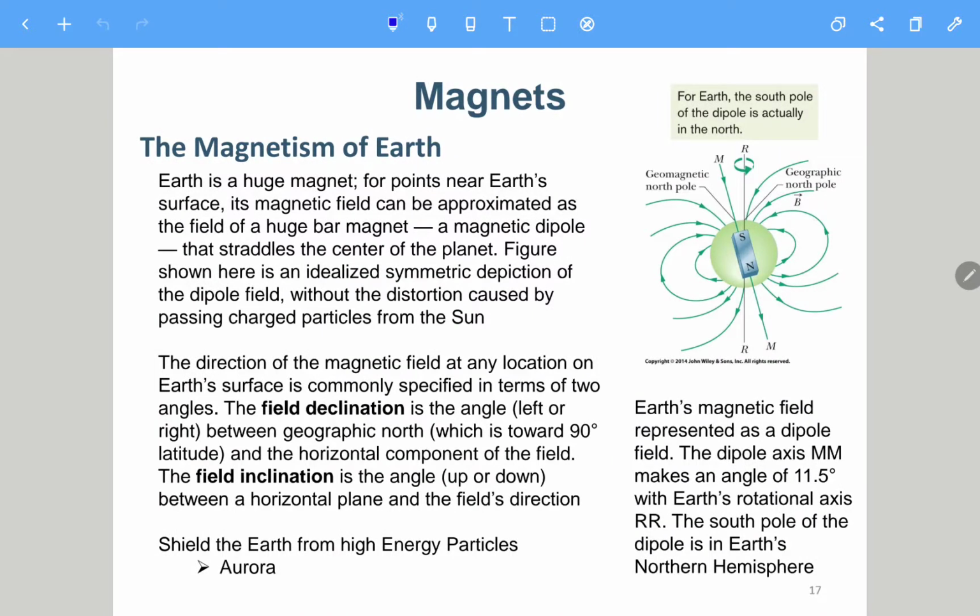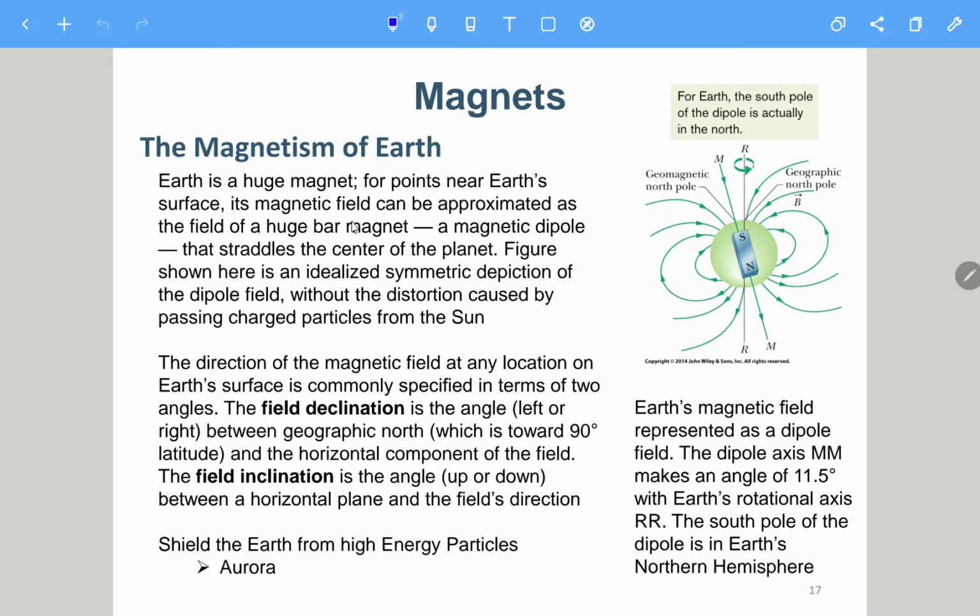Okay, so the remainder of this chapter is what I call the hardcore physics stuff. So just feel relaxed and listen to the stories. This part is about magnets.